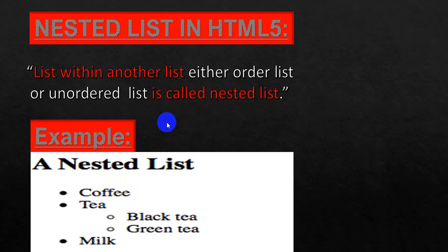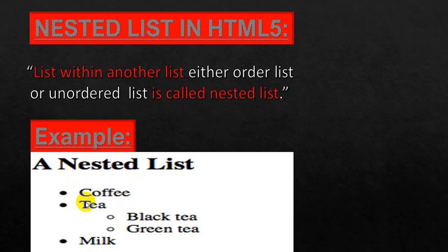Nested means, in general, if something is within something, it's called a nest. If you look at the nest of any bird, you will notice that it is assembled like a network. In the same way, if you have multiple lists inside one list, it's called a nested list. See the definition: a list within another list. It can be either an ordered list or an unordered list. So a list within a list is a nested list.